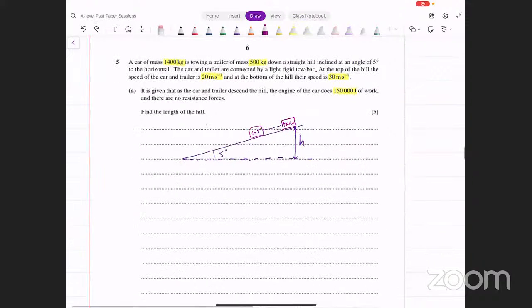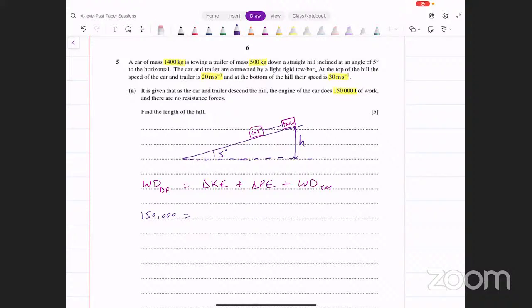Now what's the work energy principle that we know about? Work done by the driving force is equal to change in kinetic energy plus the change in potential energy plus the work done against resistance. What's the work done by the driving force here? Driving force का work done कितना है यहाँ पे? 150,000 joules. That's what we've got on the left side, 150,000.